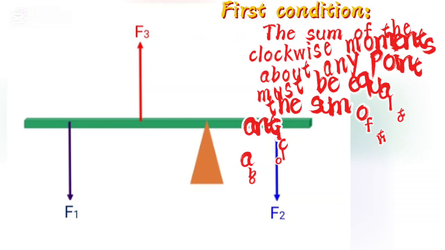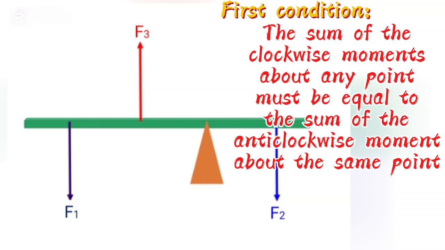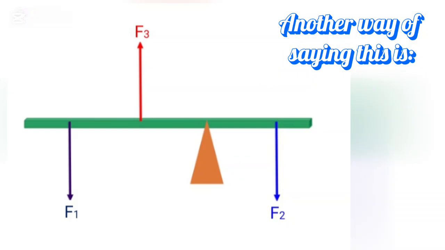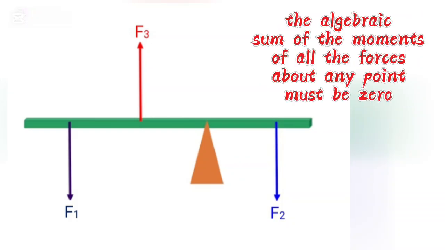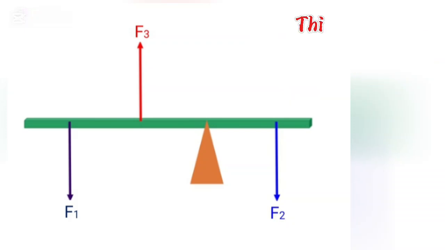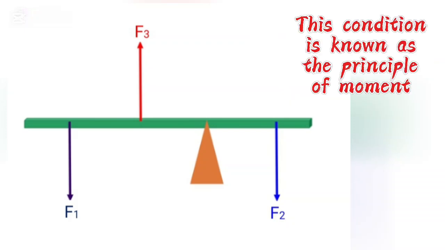First condition, the sum of the clockwise moments about any point must be equal to the sum of the anticlockwise moments about the same point. Another way of saying this is the algebraic sum of the moments of all the forces about any point must be zero. This condition is known as the principle of moments.